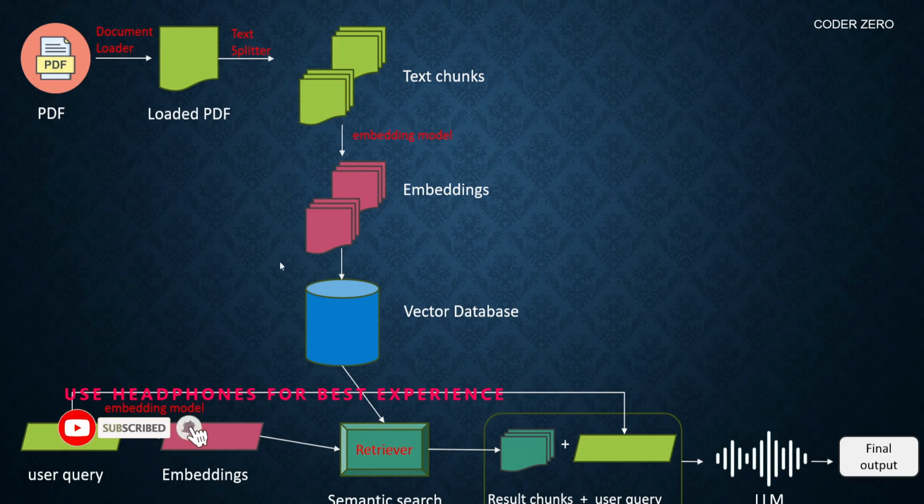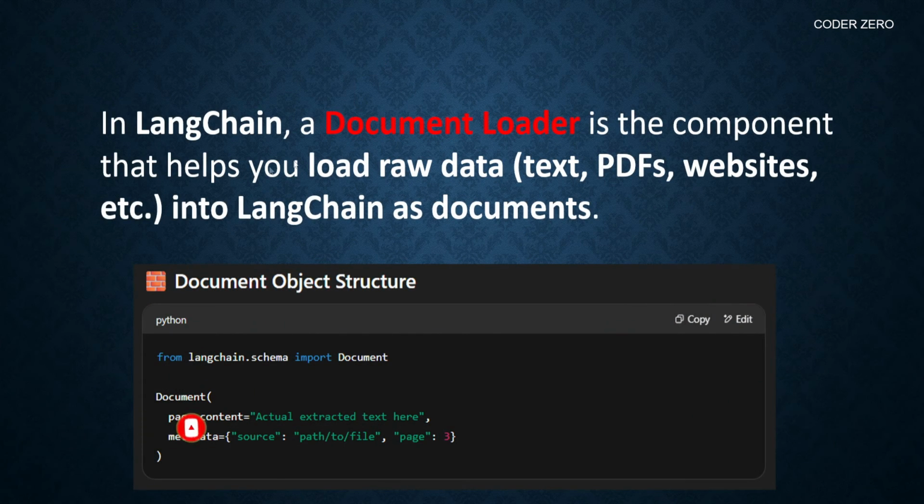Now in our pipeline we have the document loader here. A document loader is the component that helps you load raw data, either from text files, PDF files, websites, or different sources, into LangChain as documents. Each document object has page content and metadata. Page content has the actual text, and metadata has the metadata related to the text.